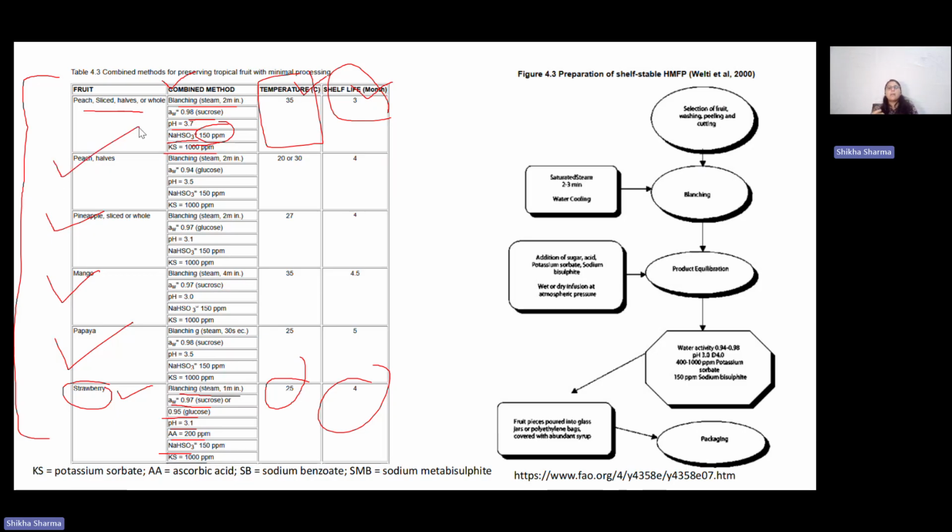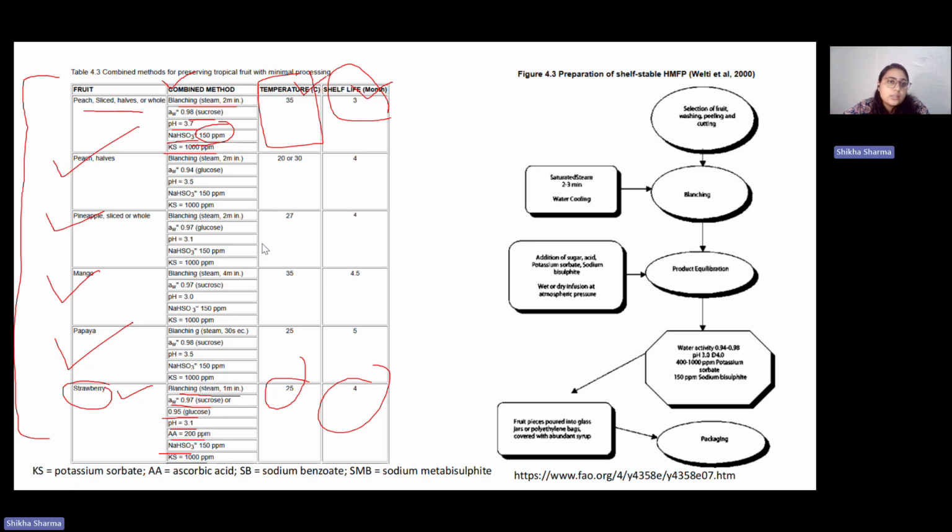We have the different combined methods given, and we can put all these together, and that is a combined or a hurdle technology approach, and we can keep these fruits at or near ambient temperature, around 25 to 30 or 35 degrees Celsius, for a period of 3 to 4 or 5 months using these combined hurdles.